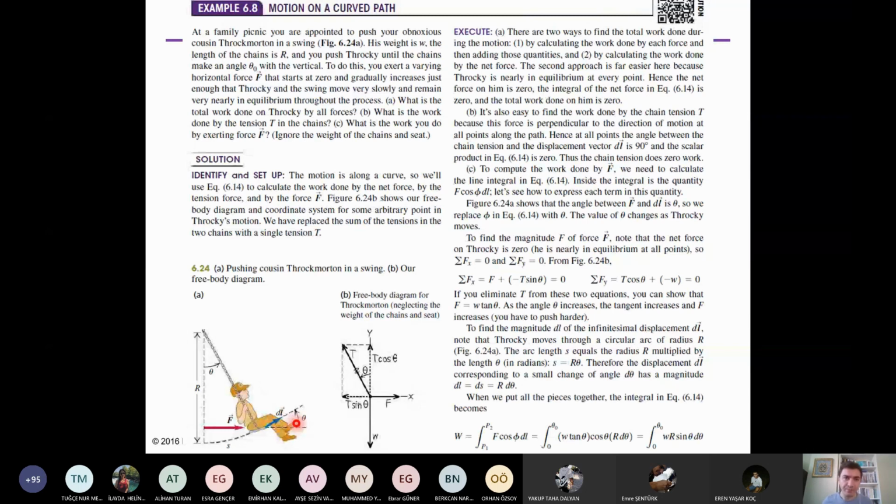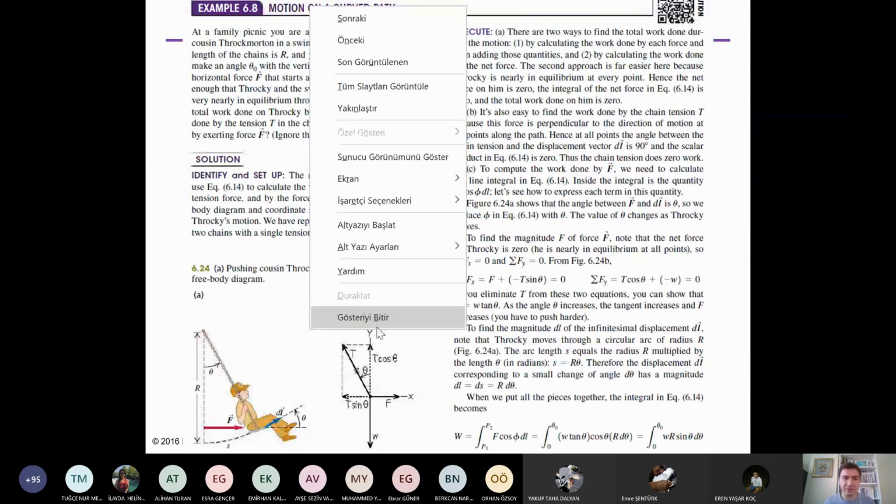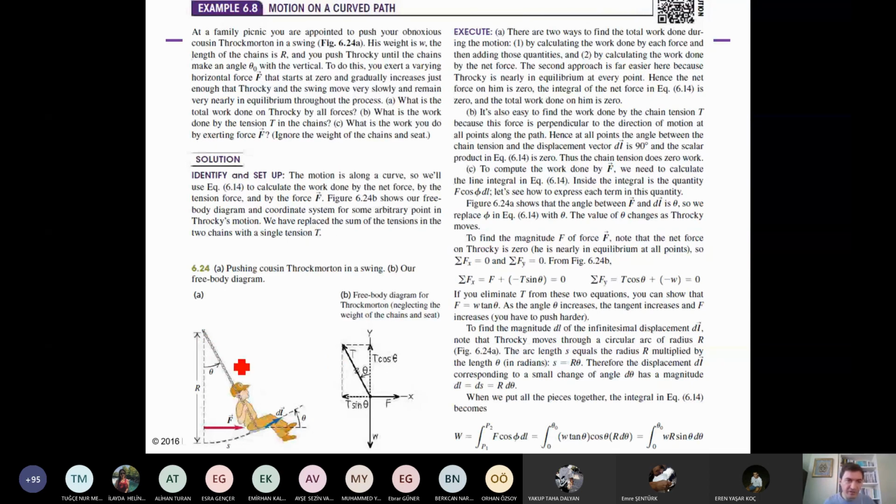So, second question: what is the work done by the tension force? How to calculate it? What do you see here? Look at the picture, please. Let me draw in order to understand this question. This is the direction of the tension force applied on the guy, okay? And this is the displacement, you see, dl.